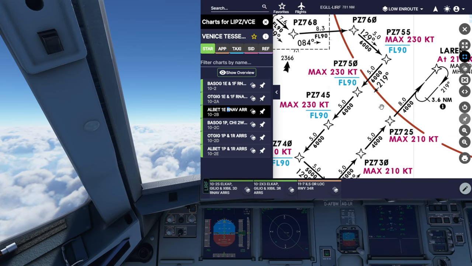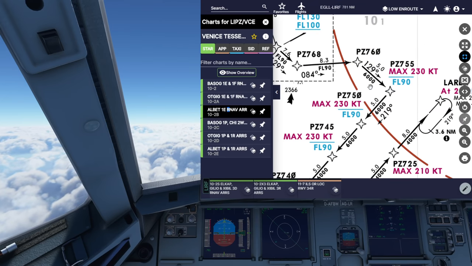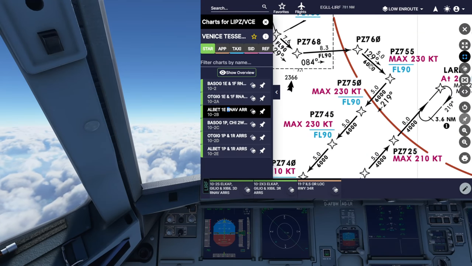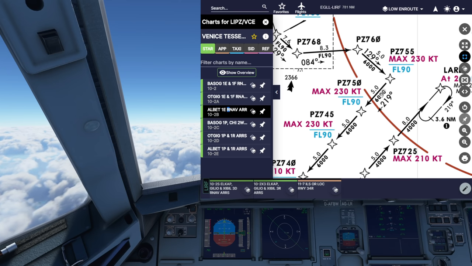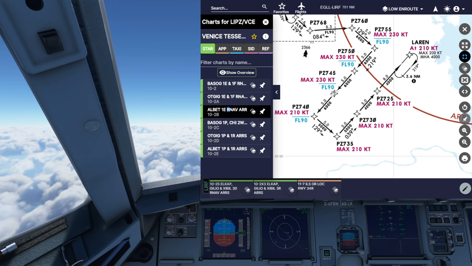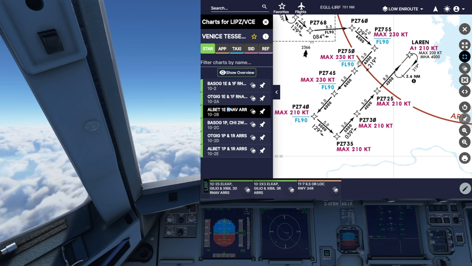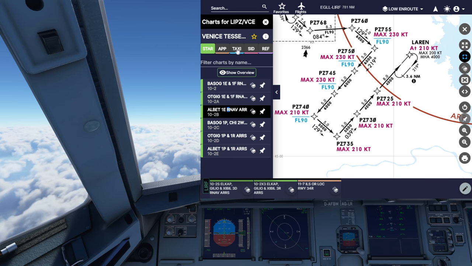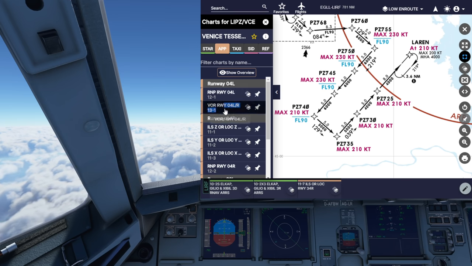If the line was below, you have to be above flight level 90. So there you go. That's reminding you that 6,000 feet is the minimum, 90 is the maximum you can be as you fly along these legs. But as I said, very unlikely to do all of this. Probably you will get taken in at some point to Laren and then onto the approach. So we'll do the approach charts in another video.